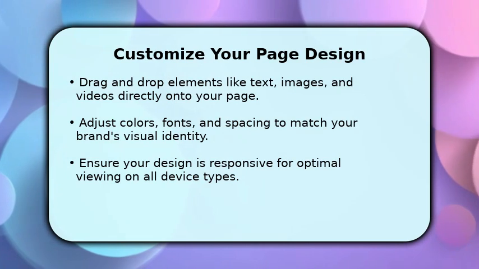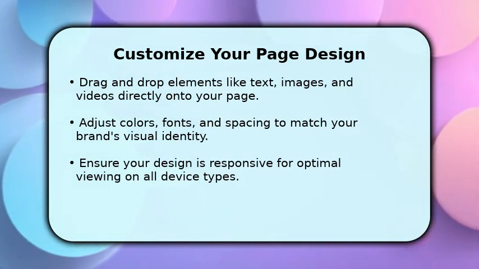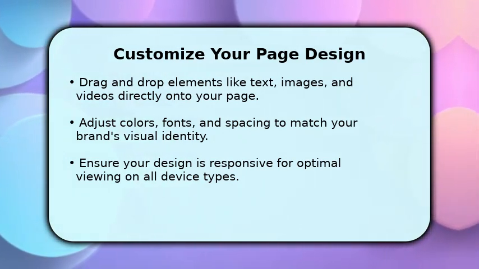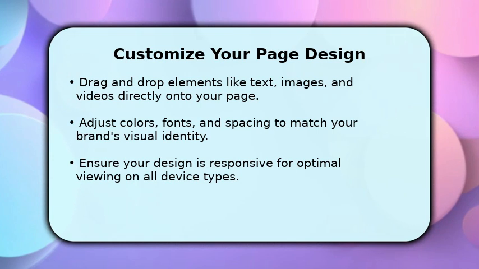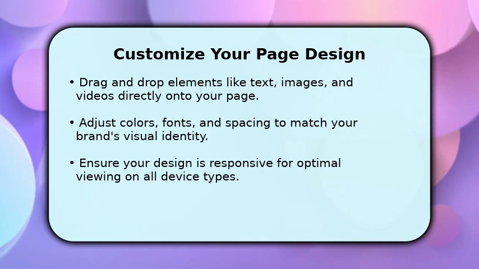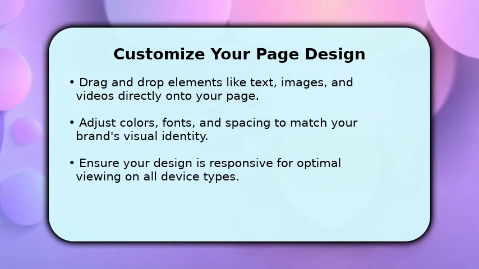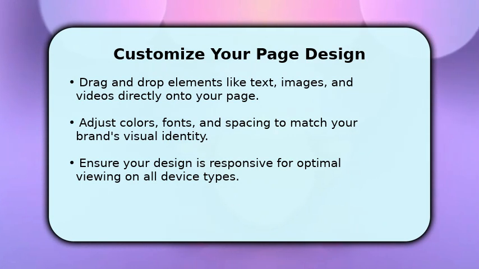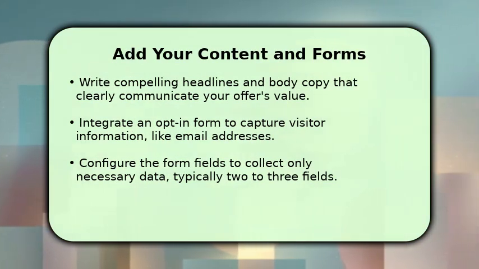Now, let's customize your landing page design. System.io offers an intuitive drag-and-drop editor. You can easily add or rearrange elements such as headlines, paragraphs, images, and even video blocks. Take time to adjust the colors, fonts, and overall spacing to align perfectly with your brand's aesthetic. Remember to check the mobile view to ensure your page looks fantastic on smaller screens, providing a seamless experience for every visitor.